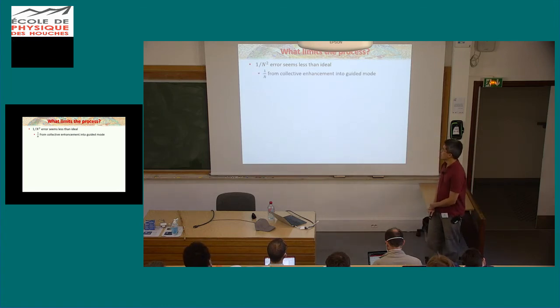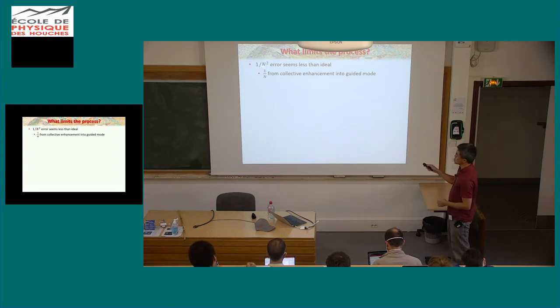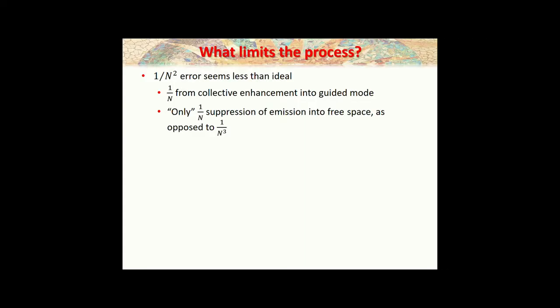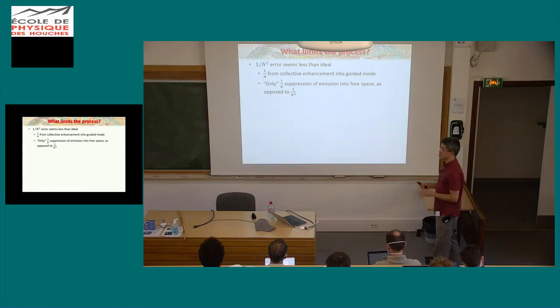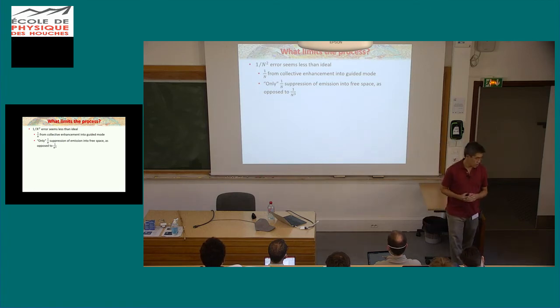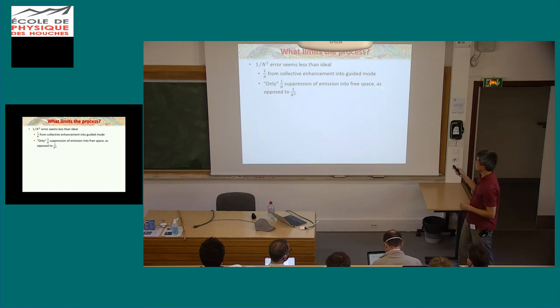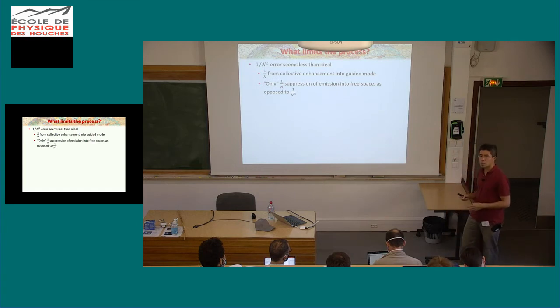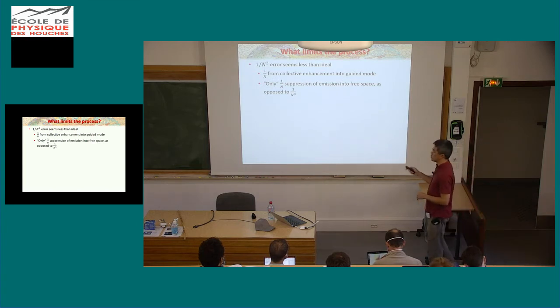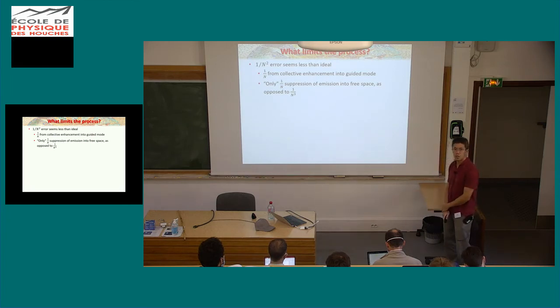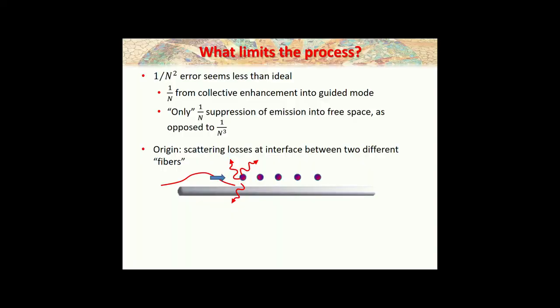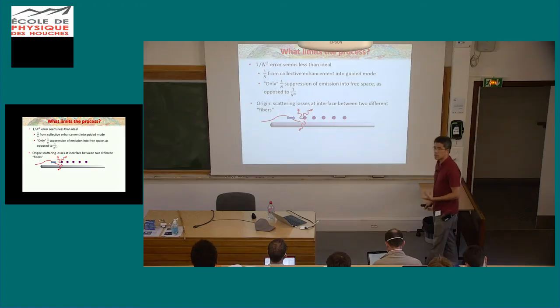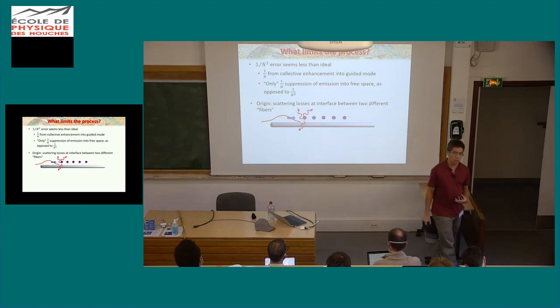It doesn't seem ideal. What I mean by that is, one of these factors of n will automatically come from collective enhancement, so just enhanced emission into the guided modes. That already occurs in even just the Maxwell-Bloch equations. So essentially, we're only getting an extra factor of n from the suppression of emission into free space. And that doesn't seem so great because, as I showed you yesterday, if I just take a chain of atoms in free space by itself, the most subradiant mode suppresses emission into free space by an amount 1 over n cubed. So it seems like we're losing factors of n somewhere. Yesterday and today, I spent a lot of time trying to introduce classical intuition, and now we can see how all that intuition can pay off.